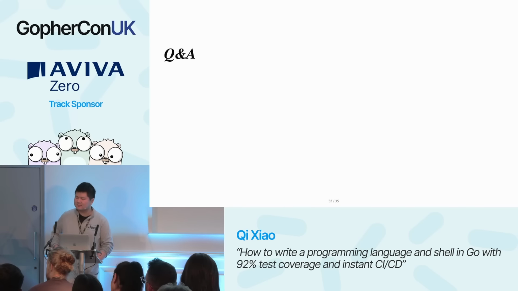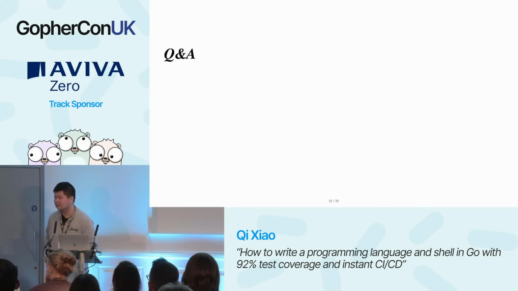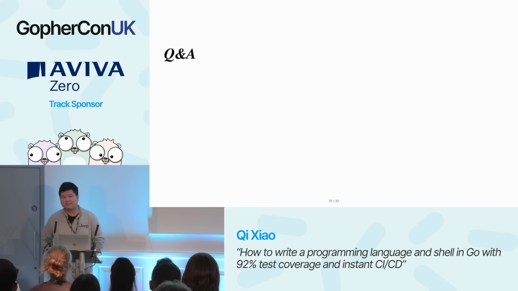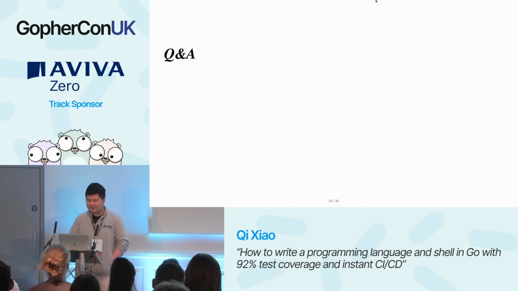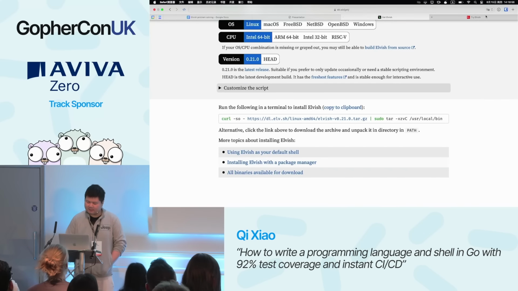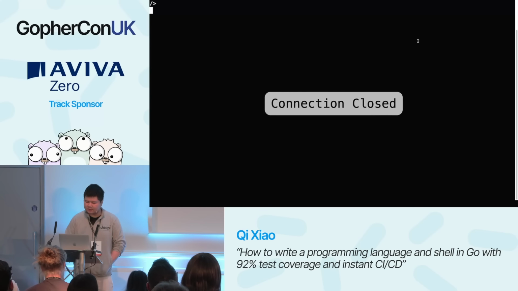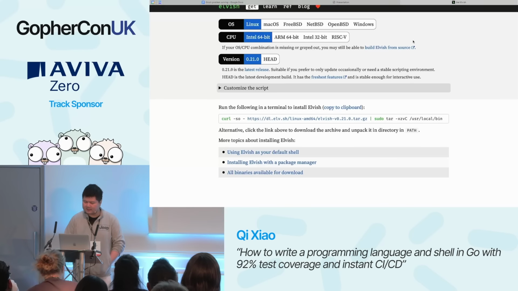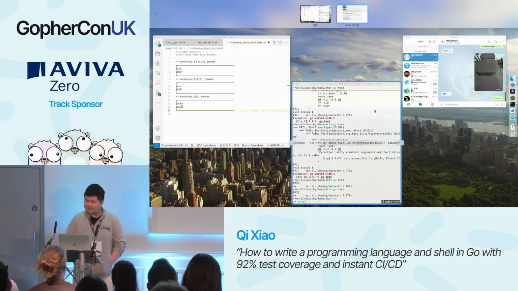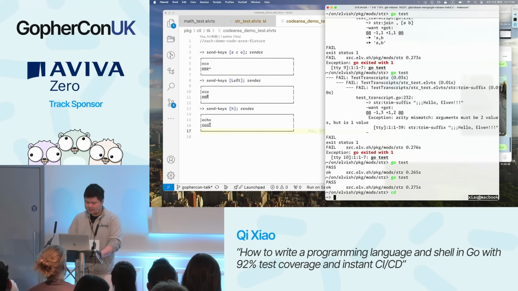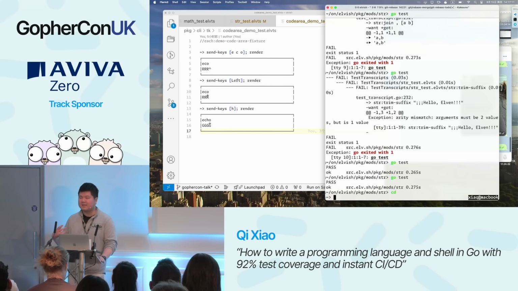I'd like to ask, can you write a fork bomb in Elvish? Right, can you write a fork bomb? That's a very good question. The thing with Elvish is that in traditional shells, pipelines are run in different processes. That's why you can exhaust the number of PIDs. But in Elvish, if you write a function, it's not run in a separate process by default. So you can do something like this.